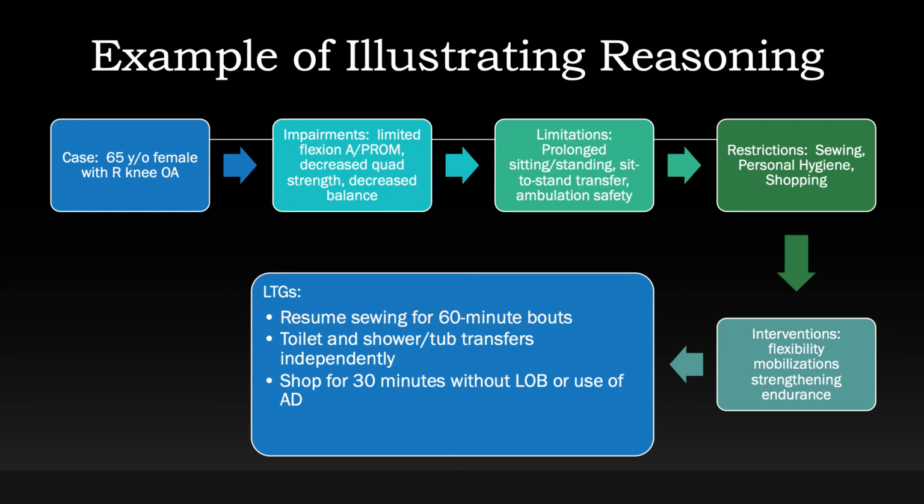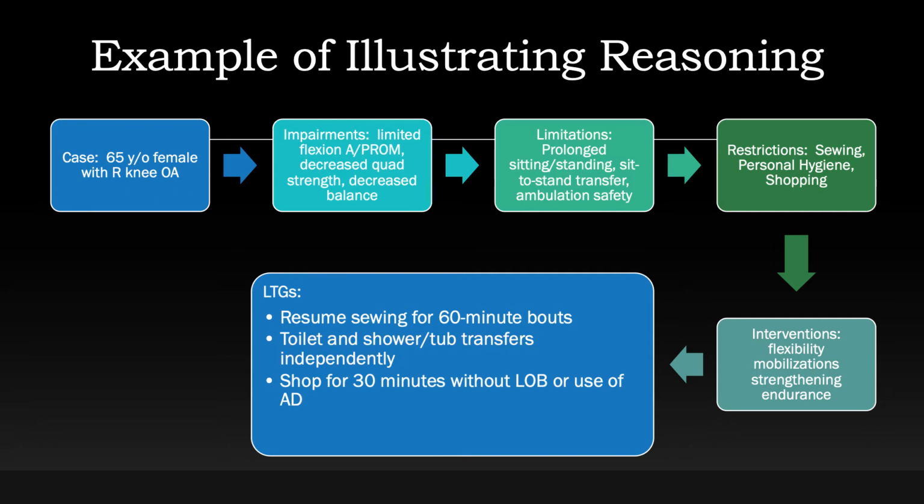The other entries should have a similar flow. So the second entry shows decreased quad strength, and that leads to a difficulty with sit-to-stand transfers, so that's our activity limitation, and that makes it difficult for the patient to perform personal hygiene like toileting and bathing. And then we would use interventions such as strengthening and endurance training to decrease that impairment, and our documentation should make it very easy for any consumer of that documentation to see this progression from impairments and limitations to interventions to goals. And so if we don't see that logical flow, we need to do a better job of documenting.